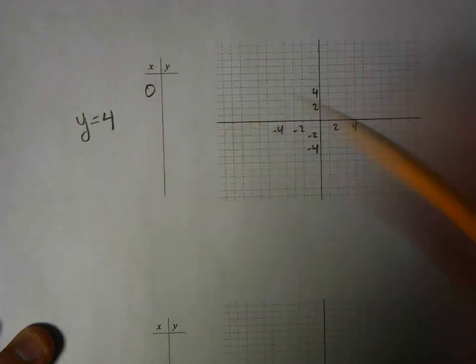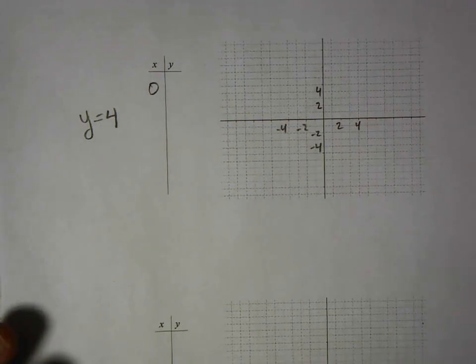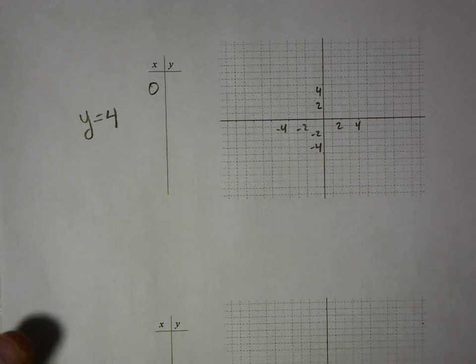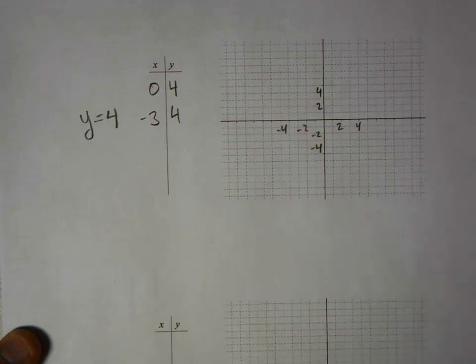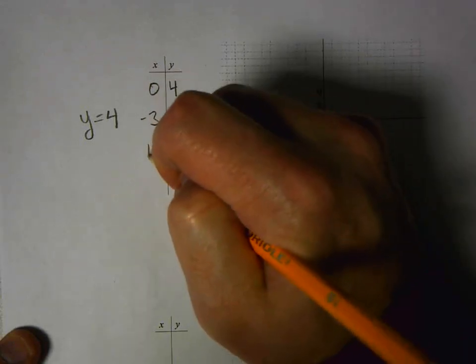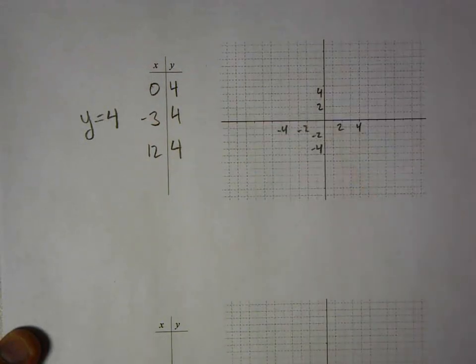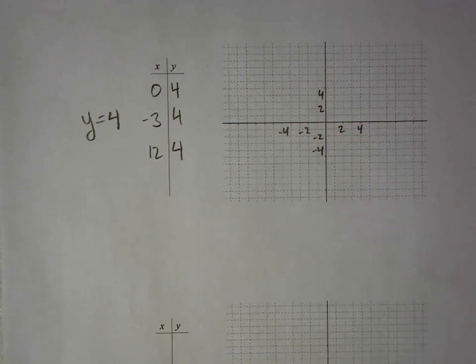So, let's say I plug 0 in for x. If I plug 0 in for x, y is 4. How come y is 4? Because y is always the number 4. That's what it says there. If I plug -3 in for x, y is the number 4. If I plug 12 in for x, y is the number 4. It doesn't matter what number I use for x. No matter what number I use for x, y is always the number 4.